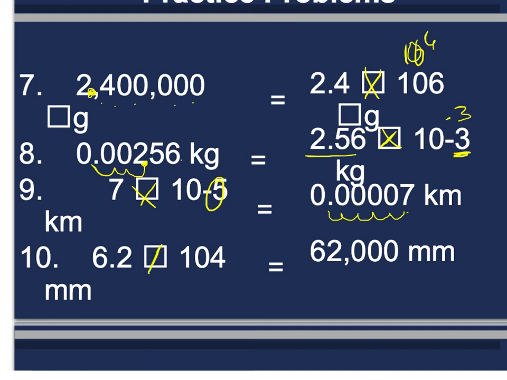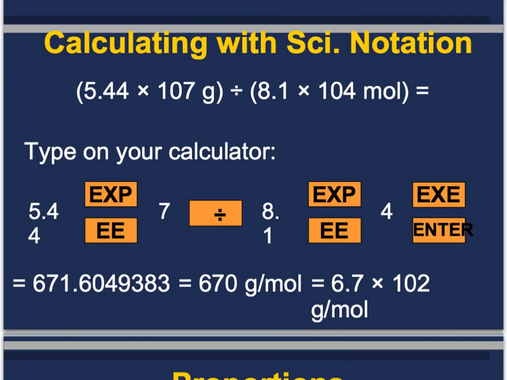Let's do this next one. This is 6.2 times 10 to the 4th. This is our exponent here. And so again, we're just going to move our decimal over, in this case 4 spots. So we'd go 6.2, 1, 2, 3, 4, plop those zeros in there. There you go. So we're at 62,000 millimeters.